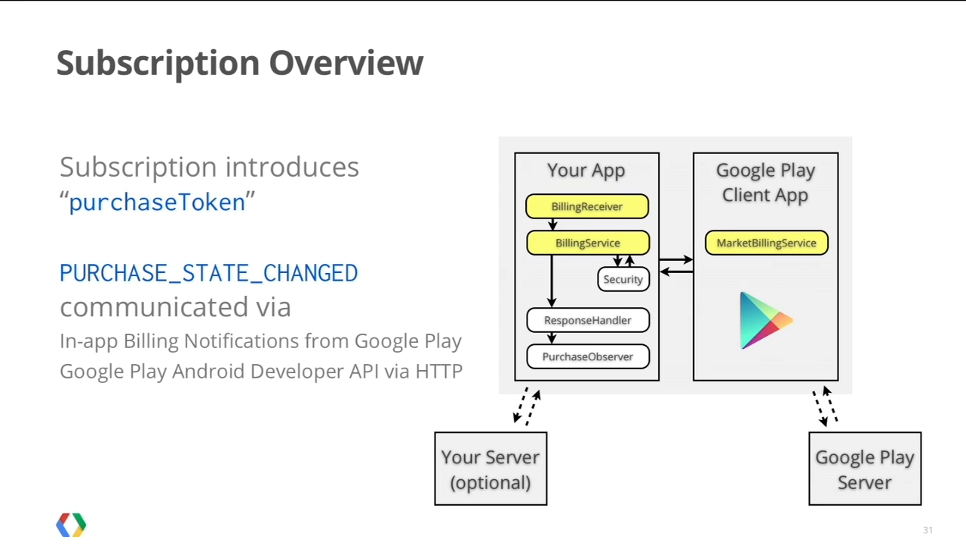So as an extension to what we saw earlier, to the in-app billing, we introduced a term called purchase token, which associates a subscription ID with the user ID. And the subscription continues to renew itself until a new purchase state is changed. And that could be a user unsubscribing or canceling. And these could be delivered and communicated via in-app notifications and also via a server API, so you can keep track of those subscriptions yourself via your own server as well.